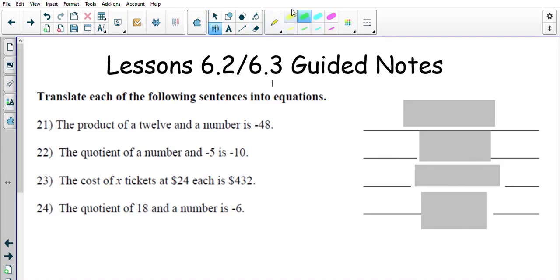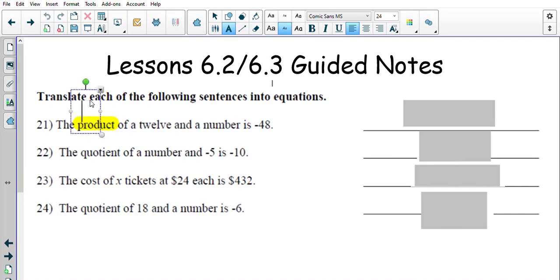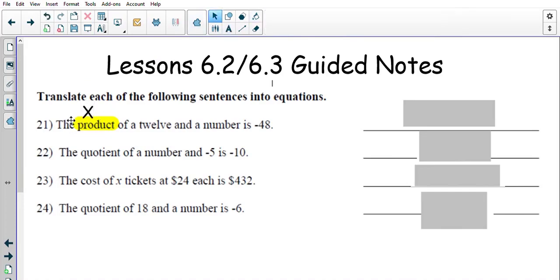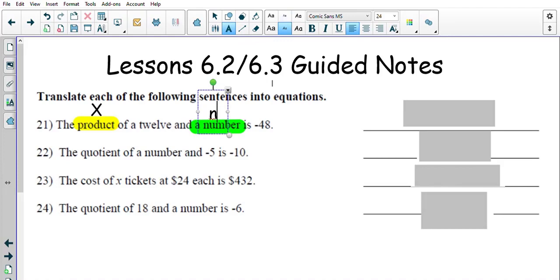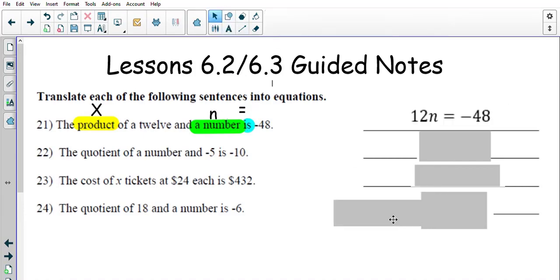So we first need to recognize that the word product means multiplication for us. I'm going to put an X for multiplication just since that's the easiest way for me to type it in. So we've got the product, which is multiplication of 12 and a number. Remember that a number is going to be our unknown, so we'll use the variable n here, but you can choose any variable you want. And then the word is generally is going to represent our equal sign, so we'll type that in as well. So we've got the product of 12 and a number, which means 12 times the number n is, which equals negative 48. So our equation should look like this.